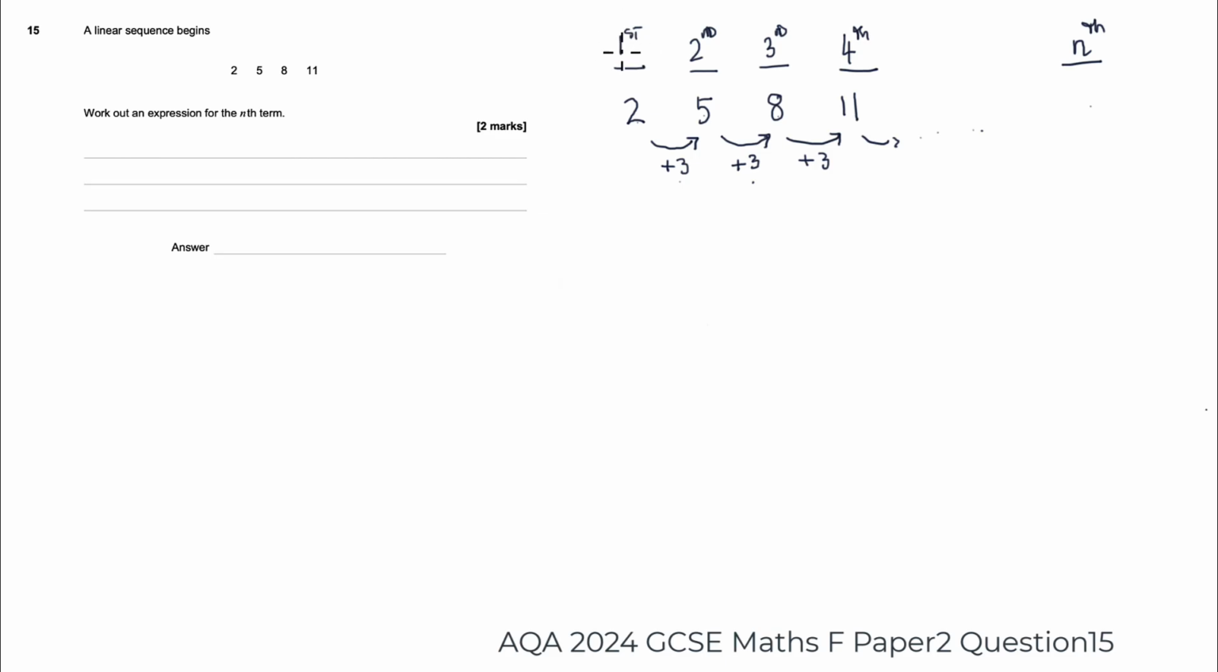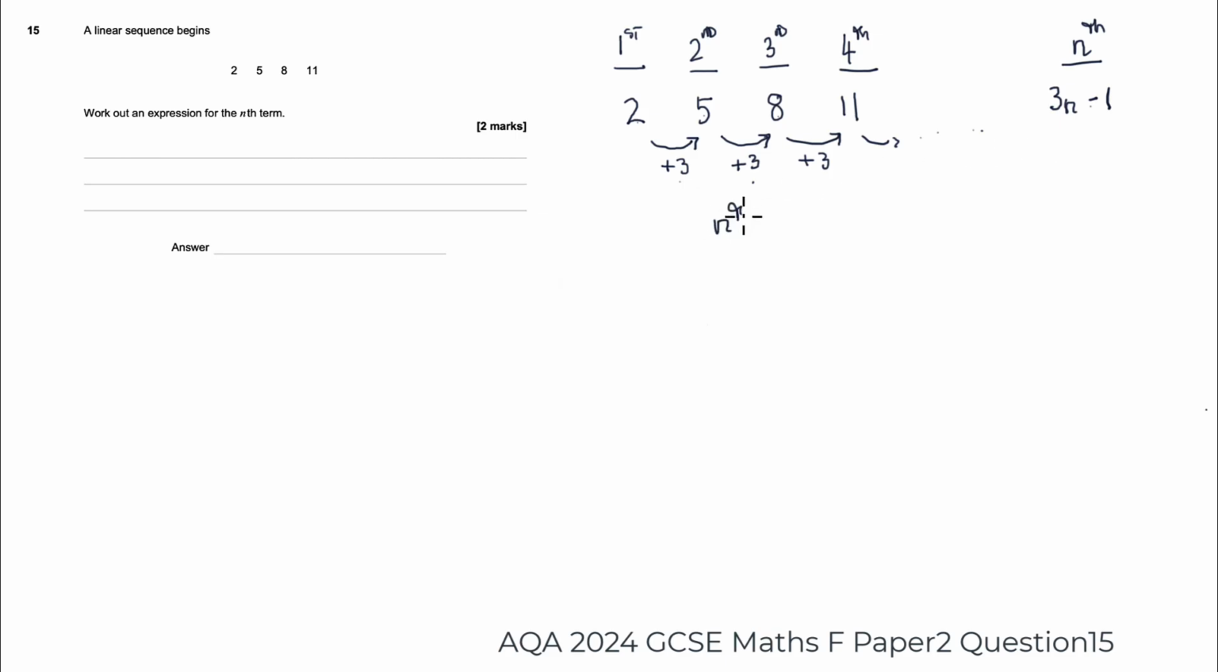Let's try that. 3 times 1 is 3. Oh, we need to take 1 away. 3 times 2, that's 6. Oh, we need to take 1 away. 3 times 3 is 9. Oh, we need to take 1 away. 3 times 4, that's 12. Oh, take 1 away again. 3 times n. Oh, we'll need to take 1 away. We've just developed an expression for the nth term.